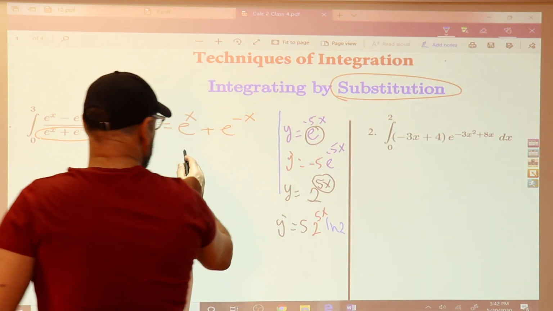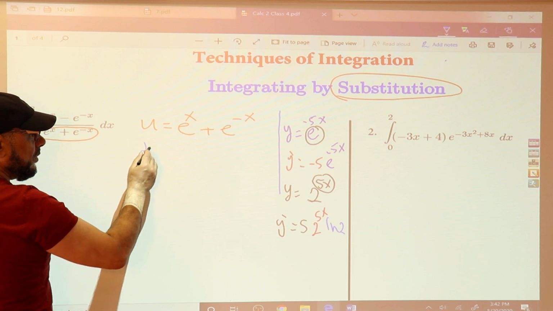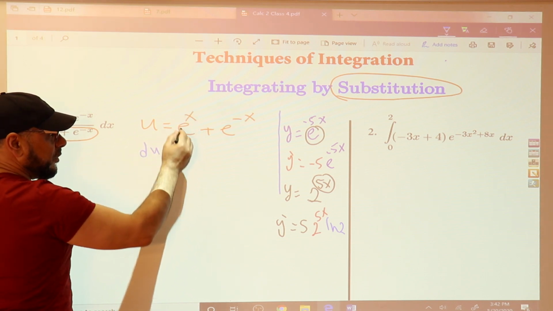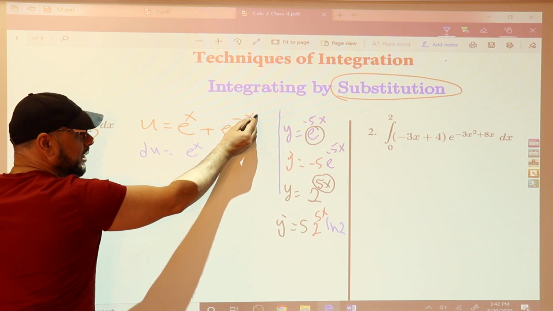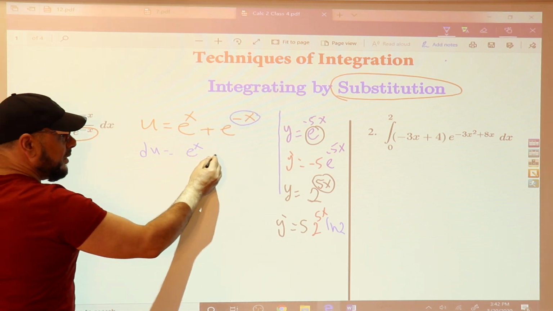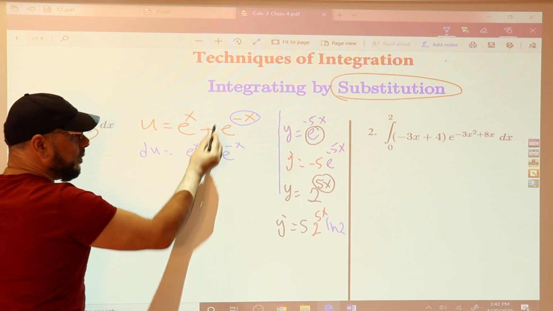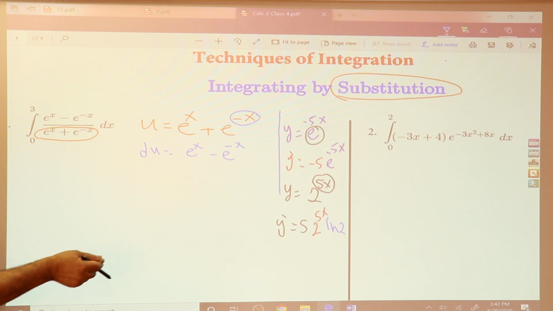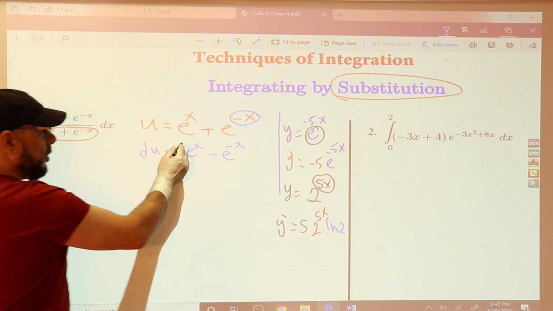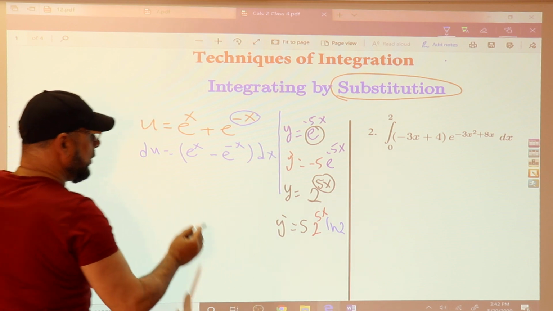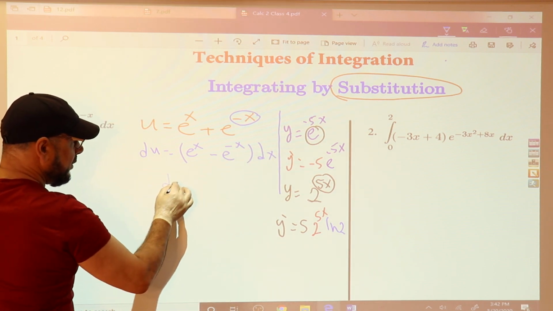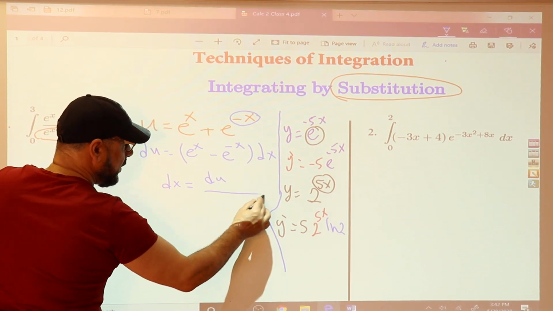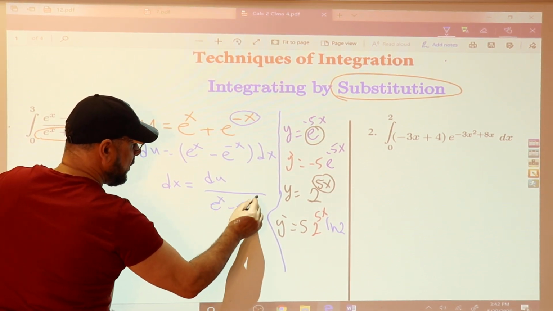Let us see what the derivative is. Here du equals the derivative of e to the x, which is e to the x. Now we have negative e to the negative x. Why negative? Because the derivative of negative x is negative 1. And all this with dx. Now we're looking for dx. dx equals du over e to the x minus e to the negative x.